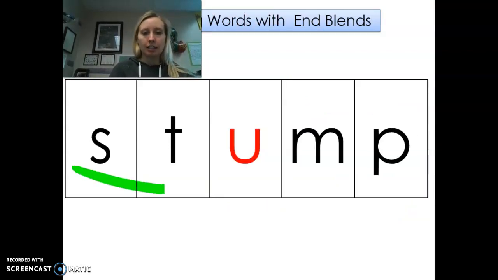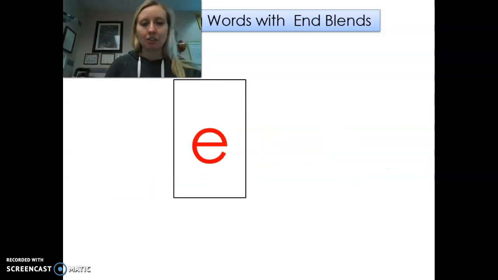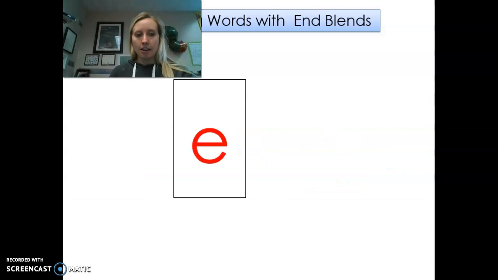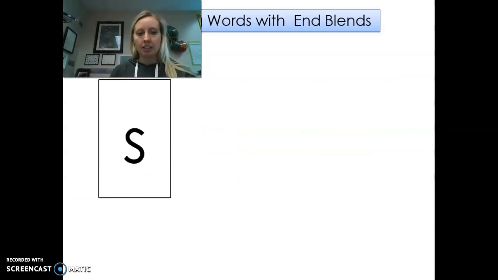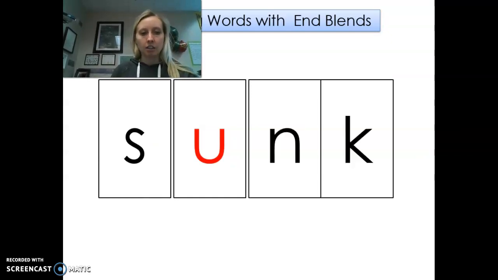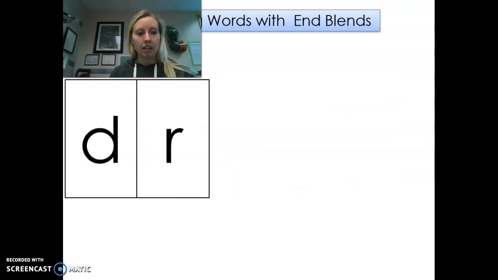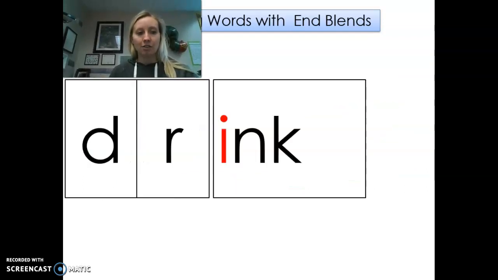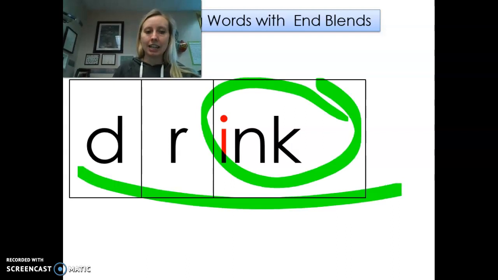Word, stump. Okay, now I'm going to let you do one. Blend, word, end. Together, sunk. What's the word? Sunk. Okay, your turn. Ooh, this one's tricky. Word, drink. Remember, what does ink say?